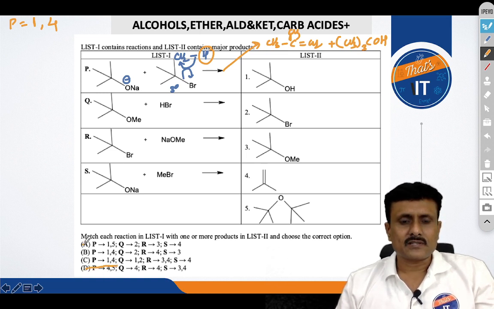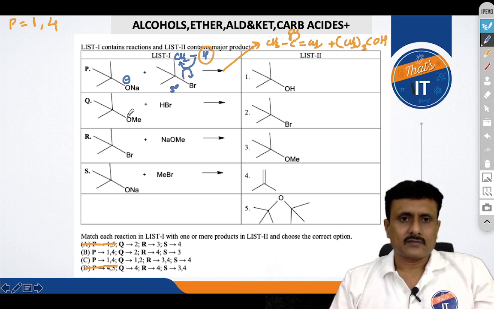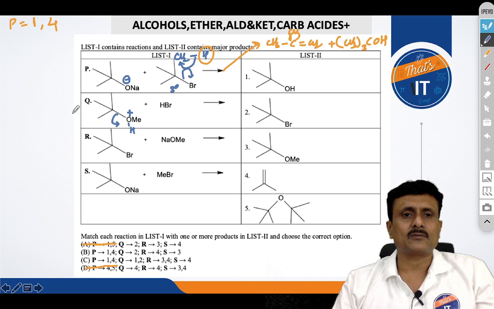So I'll rule out options A and D. I'll stick to B and C then. Now you can see this is simple. HBr attacks, so you'll be getting a carbocation which is 3-degree stable. So you'll be getting what?